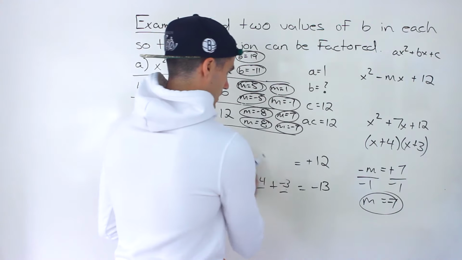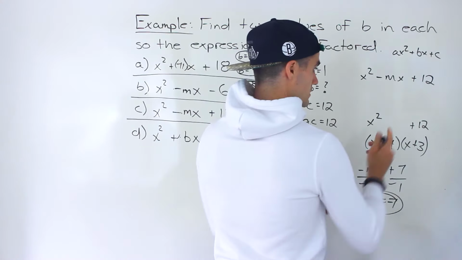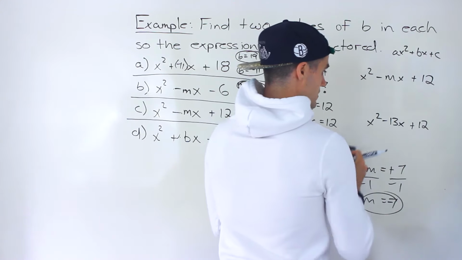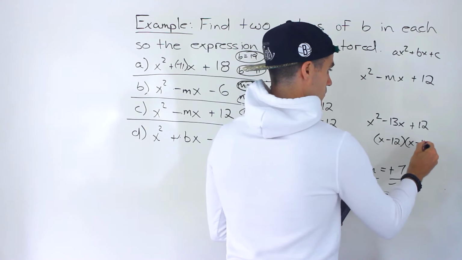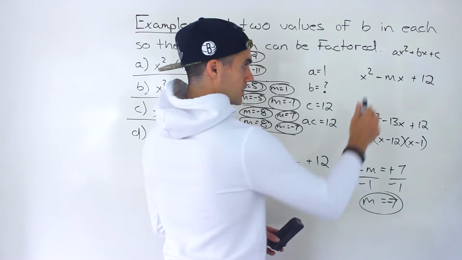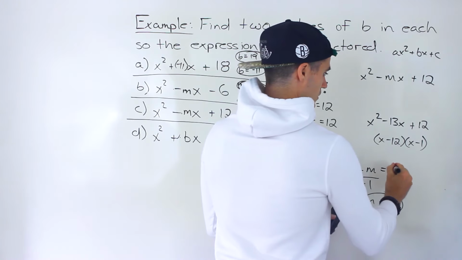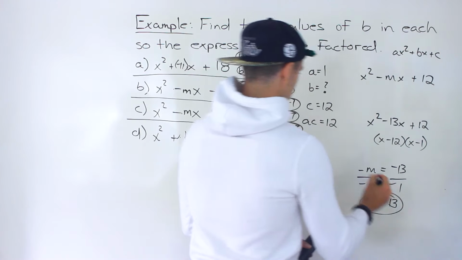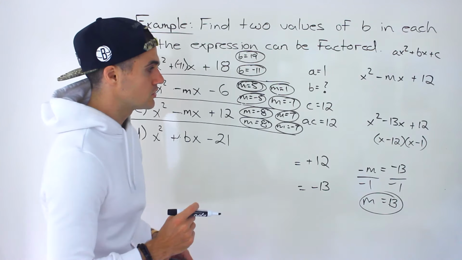Let me erase those. Negative 13. So you'd end up with minus 13x over here. If you have minus 13x there, it would factor into (x - 12)(x - 1). But then when does negative m equal negative 13? That's going to happen when m is positive 13. All right, so that's another combination that you could use.